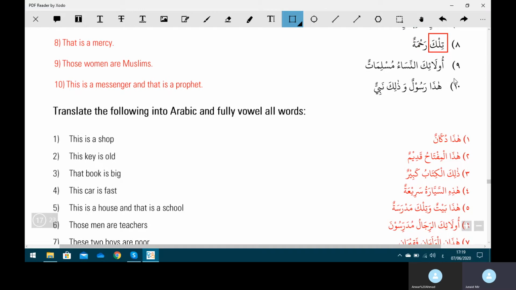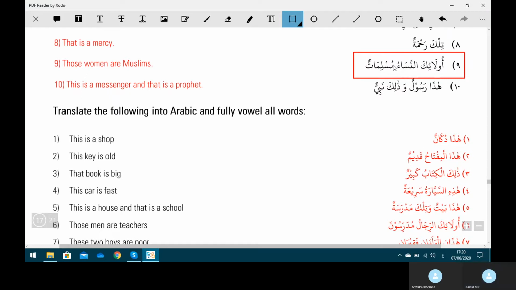Number 9. أولئك النساء مسلمات. Ulaika is a demonstrative pronoun that refers to 3 or more males or females that are far away. And it means those. An-nisa'u is the definite of nisa'un. Nisa'un means women. So there's an alif lam after ismul ishara. So this bit is a fragment. Ulaika an-nisa'u is a fragment. It means those women.